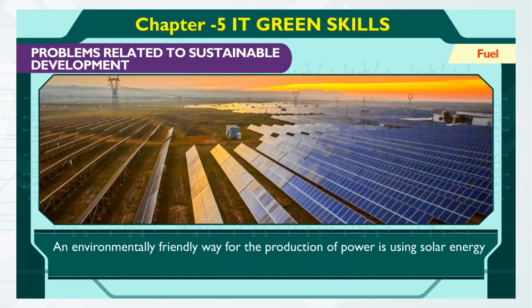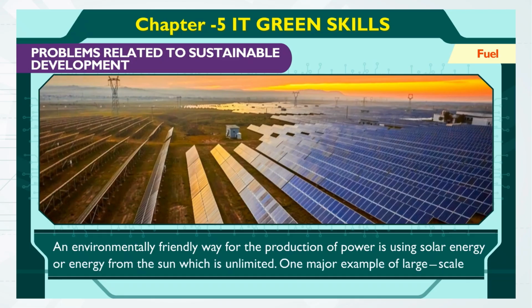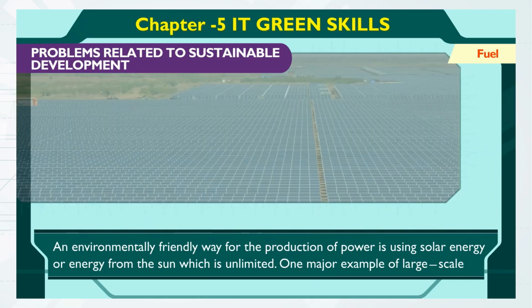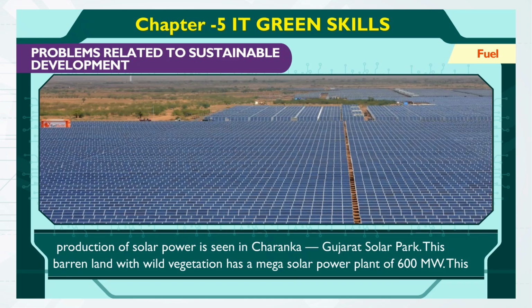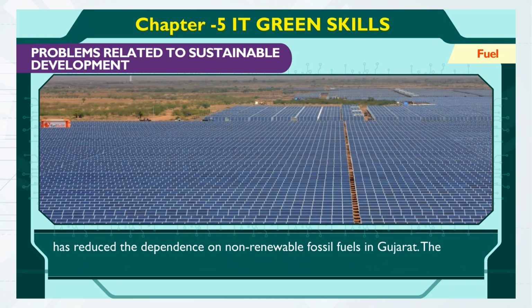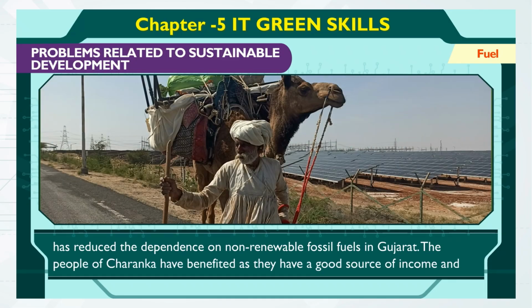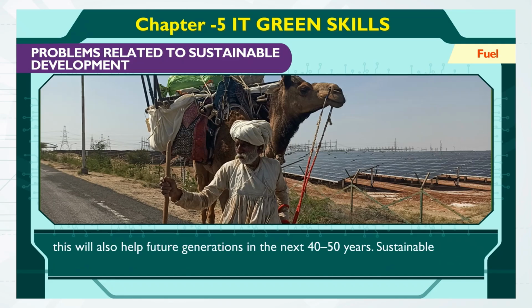An environmentally friendly way for the production of power is using solar energy, or energy from the sun, which is unlimited. One major example of large-scale production of solar power is seen in Charanka, Gujarat Solar Park. This barren land with wild vegetation has a mega solar power plant of 600 megawatt. This has reduced the dependence on non-renewable fossil fuels in Gujarat. The people of Charanka have benefited as they have a good source of income, and this will also help future generations in the next 40 to 50 years.